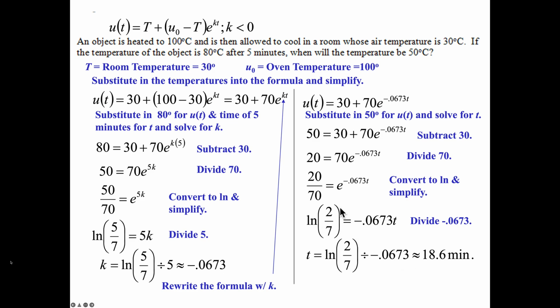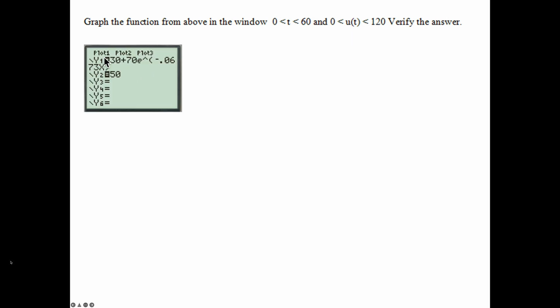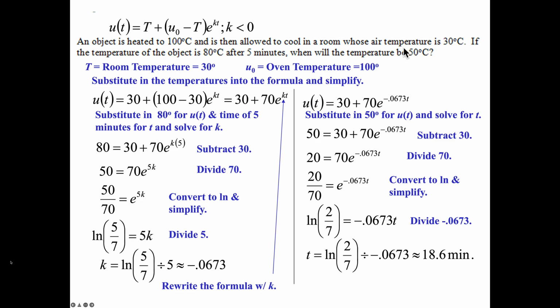All right, next we're going to take this formula that we've acquired right here and graph it. So if we graph that function in the following window, 0 less than t less than 60, this is your x min, this is your x max, 0 less than u of t, that's your y, less than 120, y min, y max. So I'm going to enter this to verify my answer. We're going to put 50. Just to double check, what was the 50 for? When will the temperature be at 50 degrees Celsius? We're going to verify that this is correct.